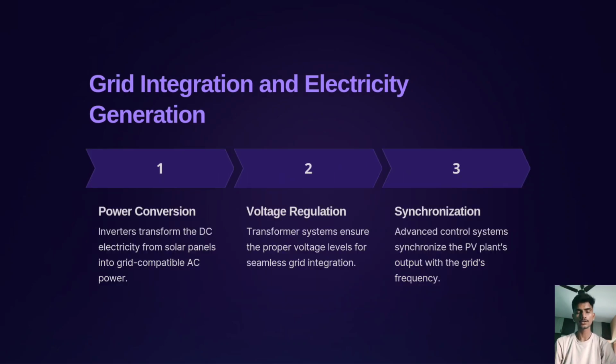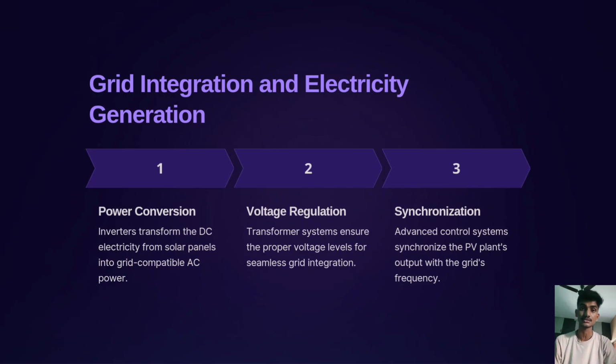Next is how the photovoltaic cells grid integration and electricity generation works. There are three types of grid integration and generation. Those are power conversion, voltage regulation and synchronization. In power conversion, inverters transform the DC electricity from solar plants into grid-compatible AC power. Next is voltage regulation. Transformation systems ensure the proper voltage levels for seamless grid integration.